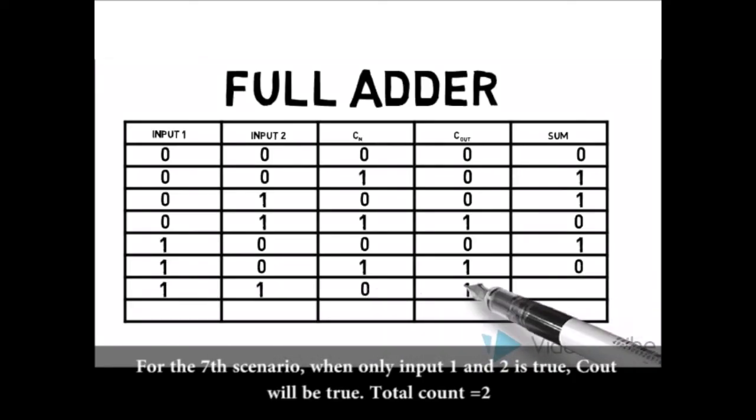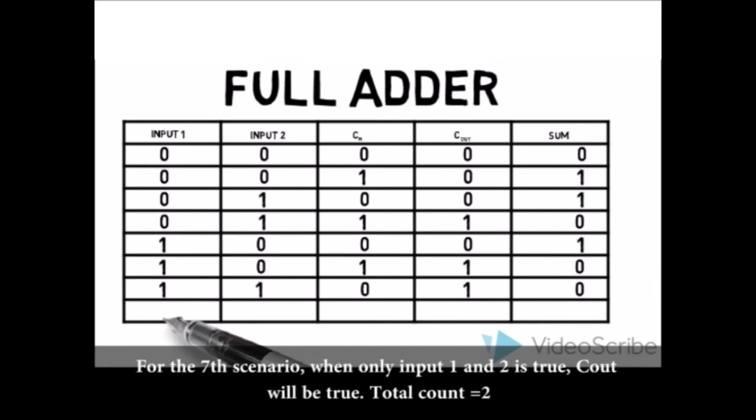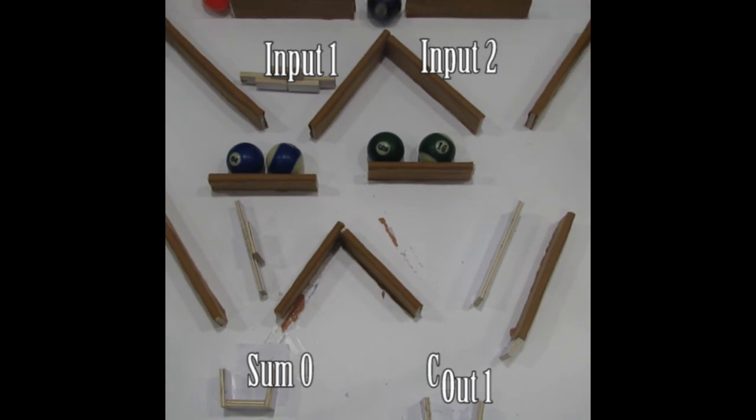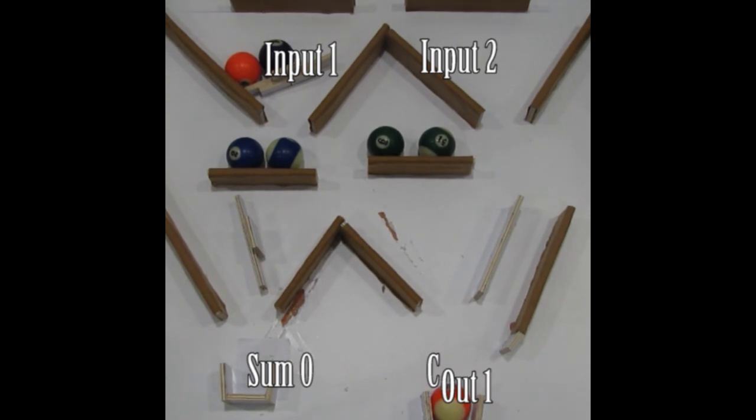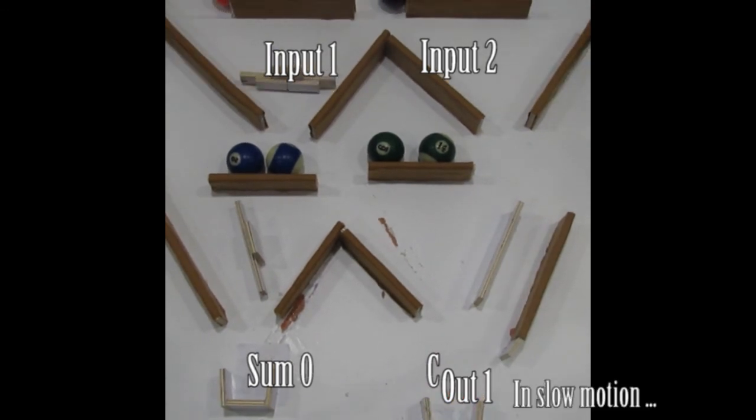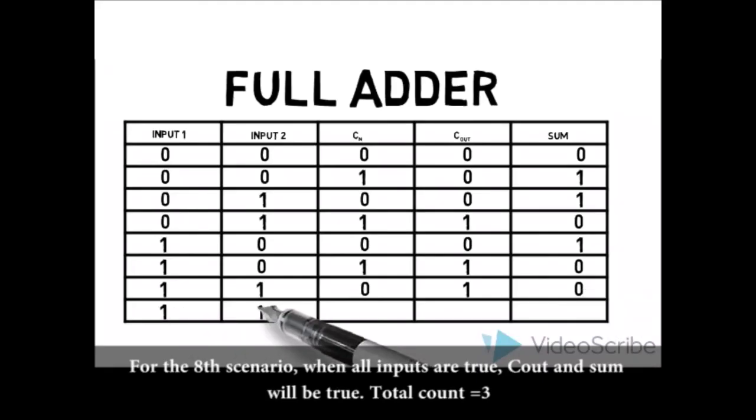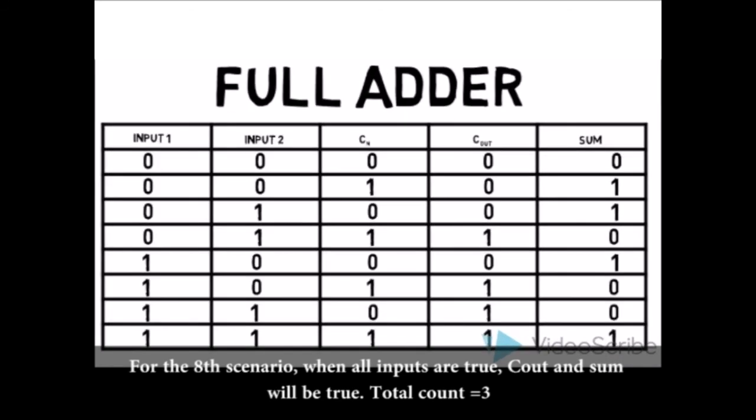For the 7th scenario, when only input 1 and 2 are true, Cout will be true. Total count will be equal to 2. For the 8th scenario, when all inputs are true, Cout and sum will be true. Total count will be equal to 3.